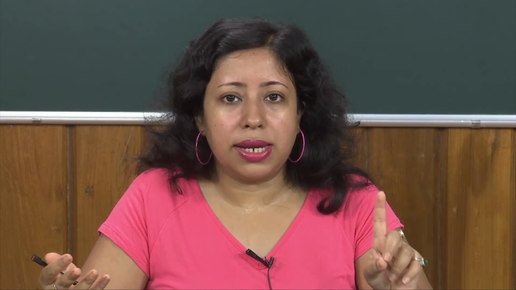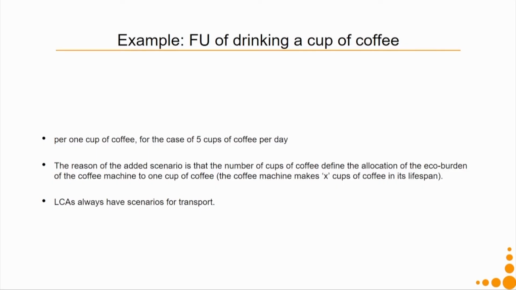I am going to calculate the eco burden of each cup of coffee for the case of 5 cups of coffee per day. That also gives me the number of years for which my coffee machine will be working. The reason for the added scenario is that the number of cups of coffee defines the allocation of the eco burden of the coffee machine to 1 cup of coffee, where the coffee machine is supposed to make X cups of coffee in its lifespan.